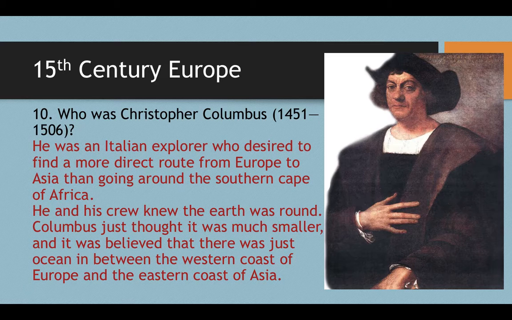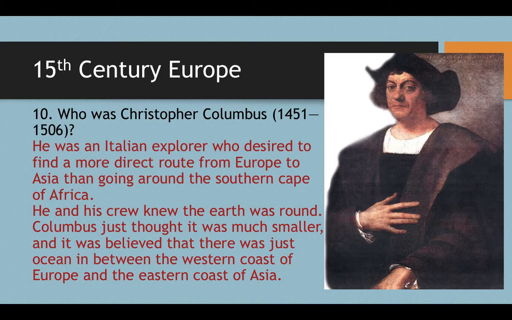So Christopher Columbus and his crew knew that the earth was round. That's a common misconception about Christopher Columbus. There's a lot of things that people believe about Christopher Columbus that are just false, and this is one of them. Some people say that he thought the earth was flat and that he would fall off the edge of it if he went too far. That's actually not true at all. He and his crew knew that the earth was round.